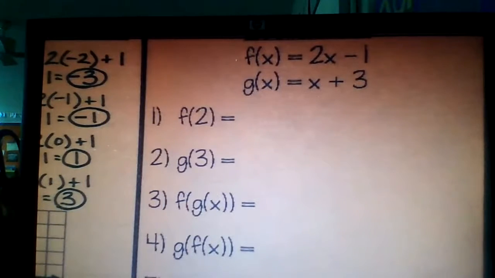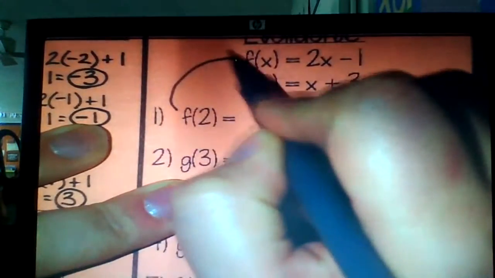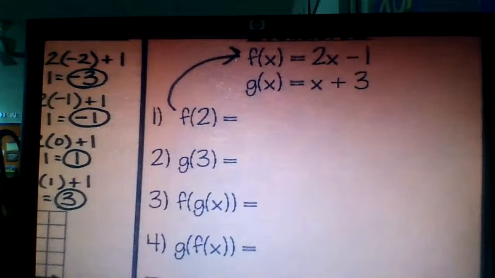Now, instead of just telling you this is the function, plug it in and solve, I gave you two functions. So now, not only do you have to plug in and solve, you have to be very careful. What function do I need to use? That letter that comes first is important. So, number one, they want us to find f of 2. So we need to use the f function. That means when I substitute in 2, I have to use this top function.